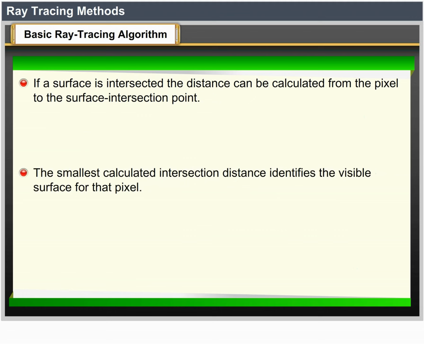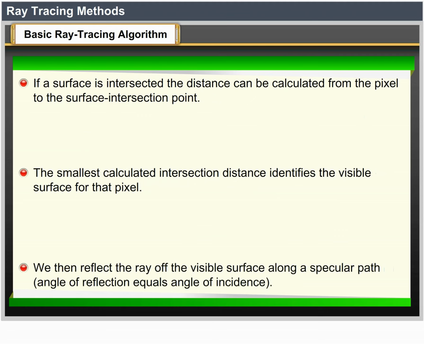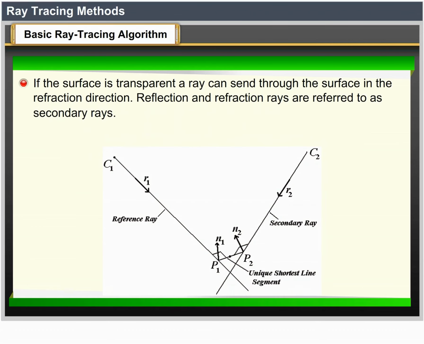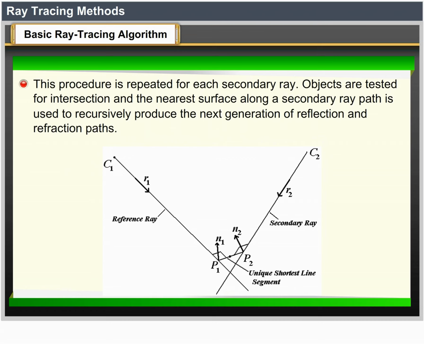We then reflect the ray off the visible surface along a specular path. Angle of reflection equals angle of incidence. If the surface is transparent, we also send a ray through the surface in the refraction direction. Reflection and refraction rays are referred to as secondary rays. This procedure is repeated for each secondary ray. Objects are tested for intersection, and the nearest surface along a secondary ray path is used to recursively produce the next generation of reflection and refraction paths.